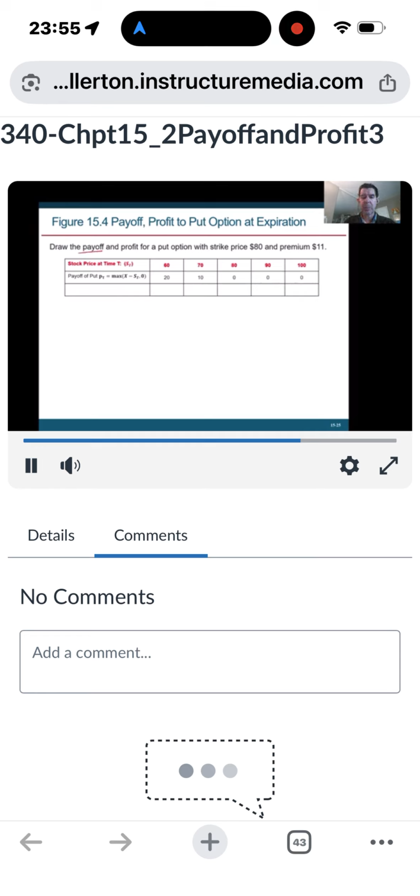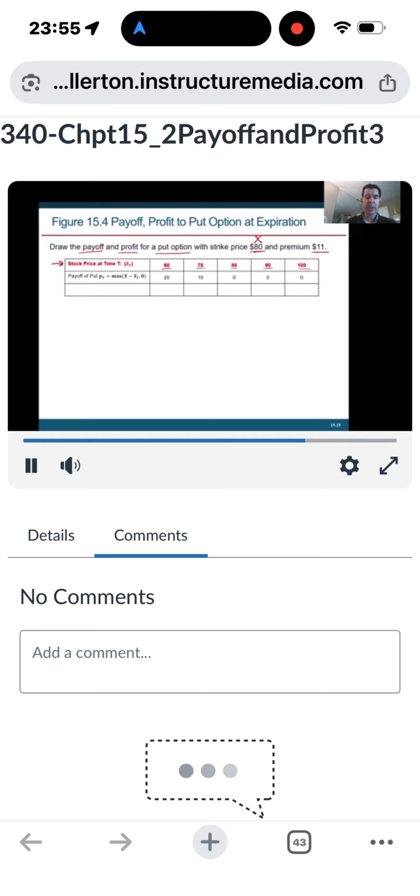So here, draw the payoff and profit for a put option with strike price 80, and let's assume the premium is $11. So here I've got strike price of also 80, and I'm going to do the same steps that I did before. So the first step is, okay, let's put down some values for where I think the stock could end up at expiration. Okay, so maybe it's 60, 70, 80, 90, or 100. I'm going to put those same values.